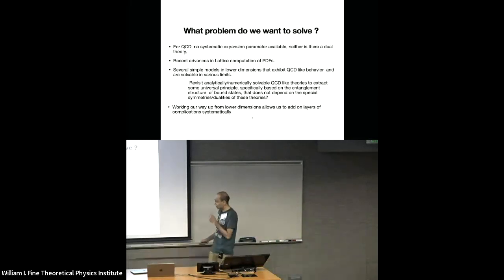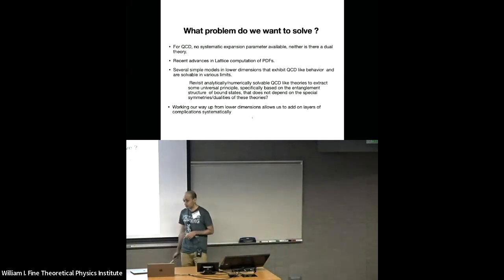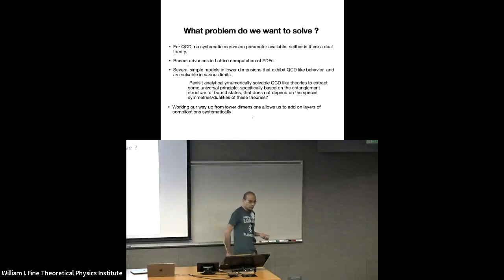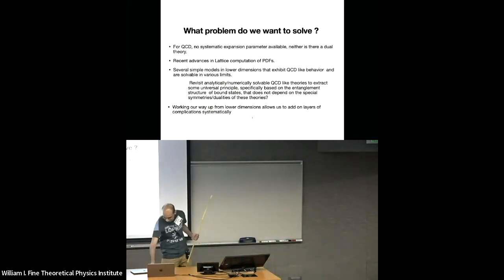So we do not want to rely on the special properties of these theories, specifically because we want to apply them eventually to higher dimensions, where we don't have these luxuries. So that's what we're going to do. And obviously, working our way up from lower dimensions allows us to add layers of complications systematically, and so it allows us to isolate certain complications one at a time and study them. So that's going to be the general idea.